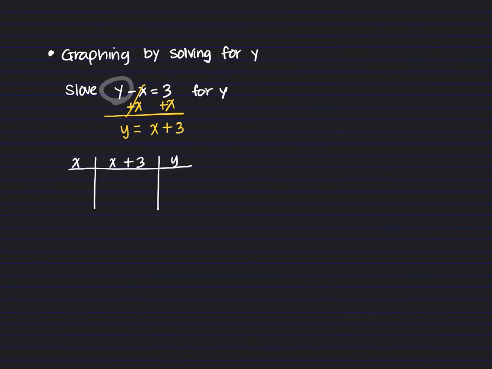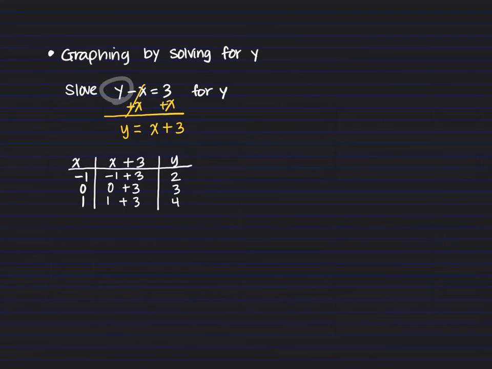You can choose whichever number you want. I usually choose 3 numbers: -1, 0, and 1. So I have a negative, 0, and a positive number that would go through the whole coordinate plane. If x is -1, then it's -1 plus 3, and my answer is going to be a positive 2. If my x is 0, I add 3, it's going to be positive 3. If my x is 1, I add 3, it's going to be 4.